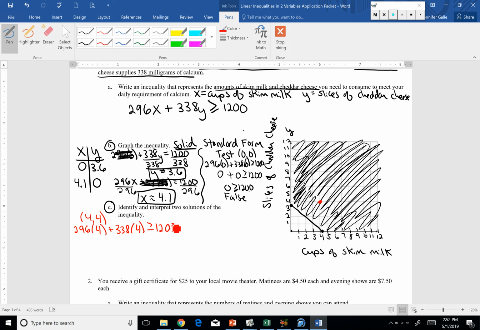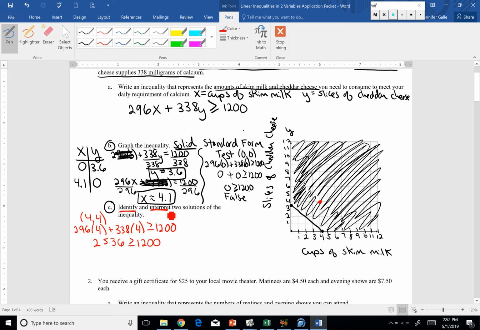You can take the entire left-hand side and put it right in your calculator. You don't even have to do it piece by piece. Use the parentheses if you need to. And I get 2,536. Did 4, 4 work? Is 4, 4 a solution? Yeah, 4, 4 works. That's true. So that's the identify part. 4, 4 is a solution. It works. Now we need the interpret piece.